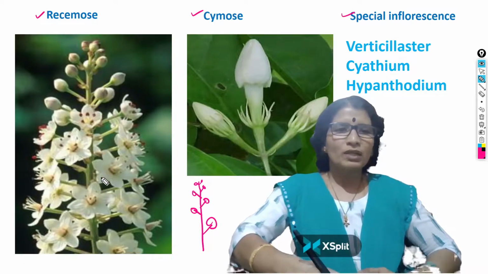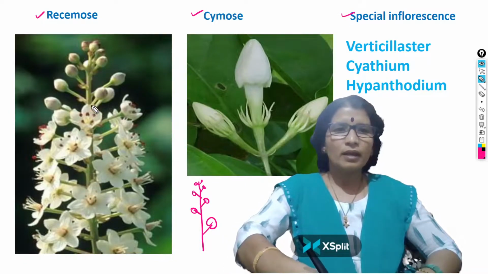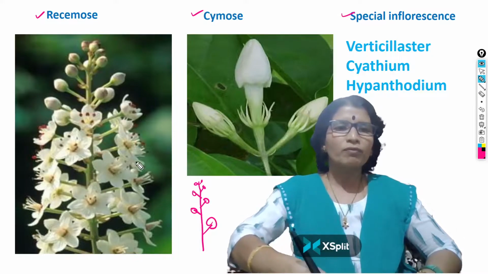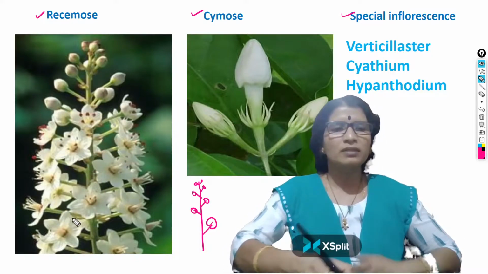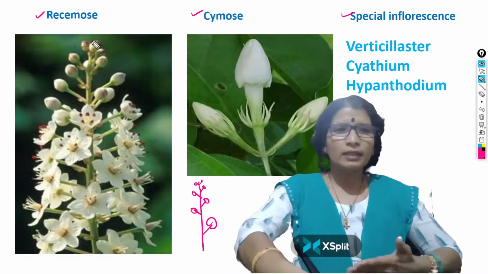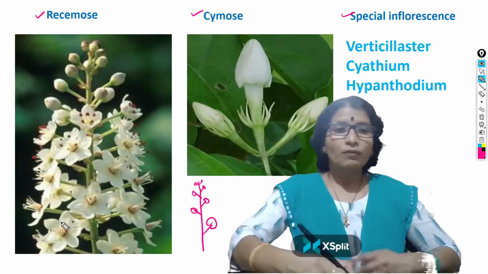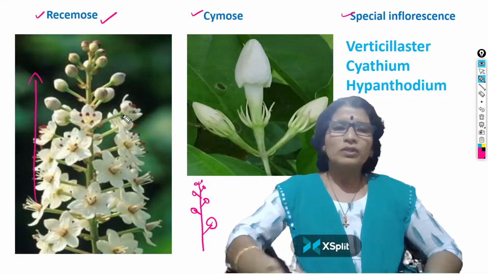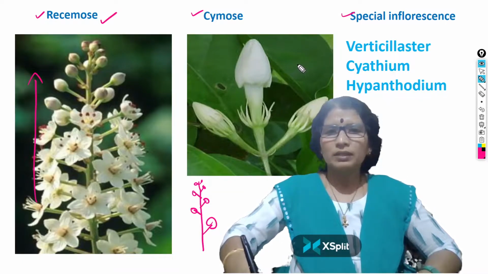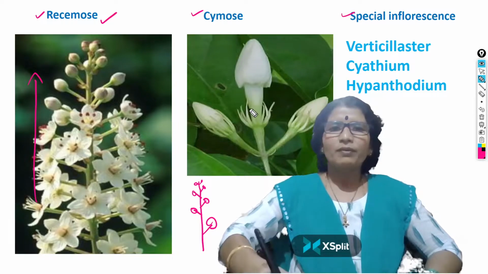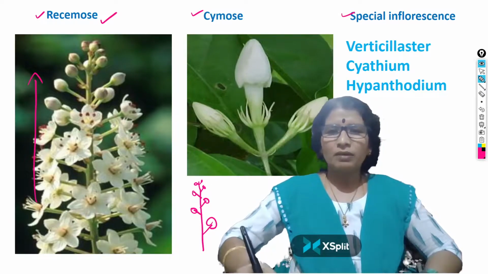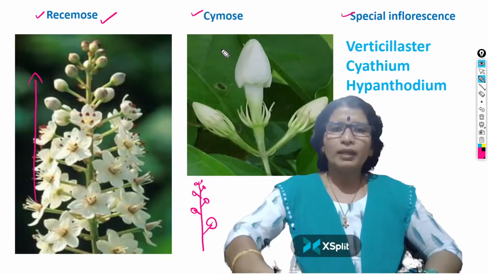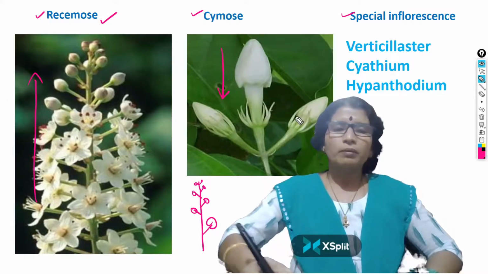Here in racemose inflorescence, you can see on a single lengthy inflorescence axis, a number of flowers are present. Usually the basal flowers open first, later the top flowers. So the flowers open from bottom to top like this. In cymose, the best example you can see is jasmine, the apical flower opens first, later the basal flowers. So here flower opening is usually from top to bottom like this.